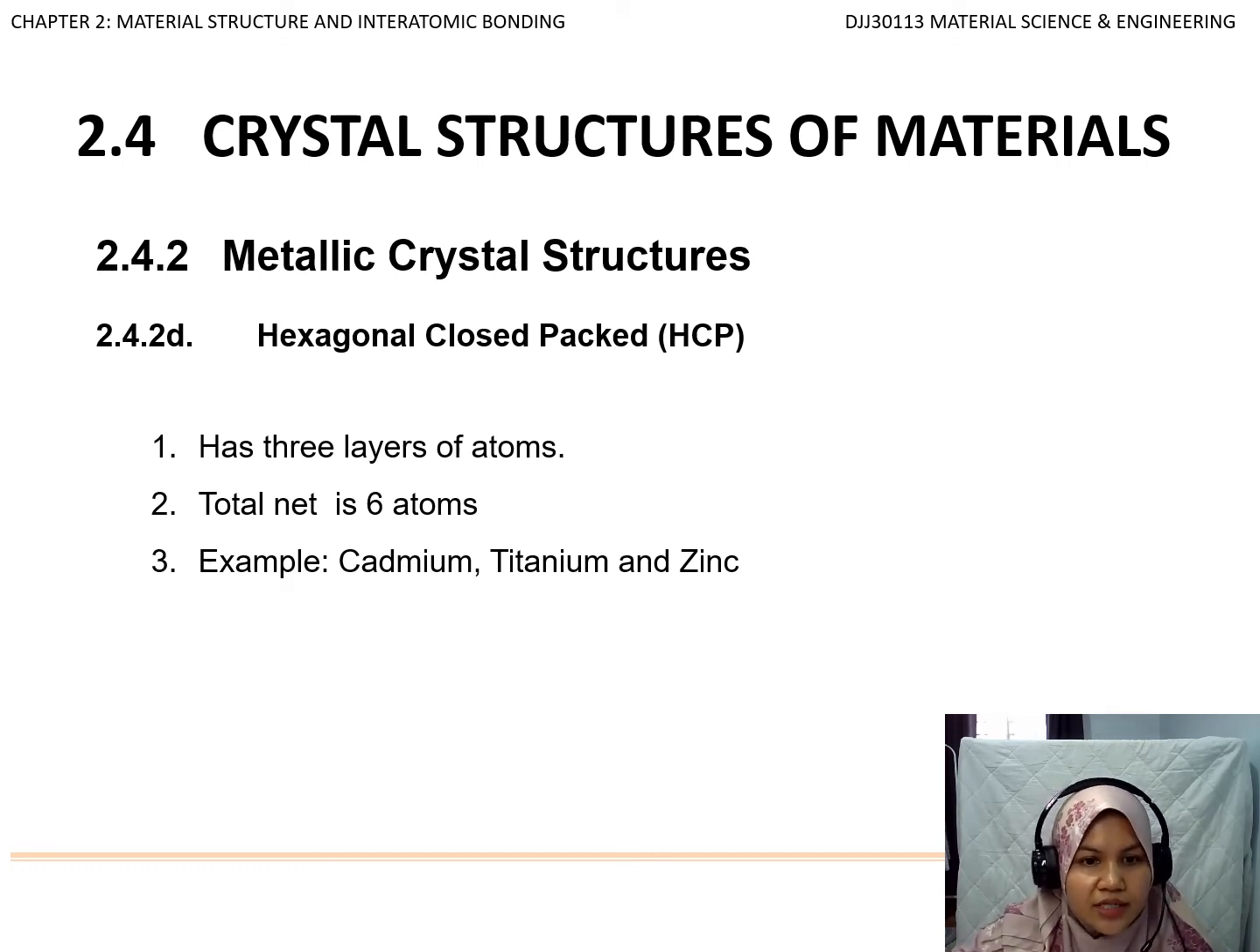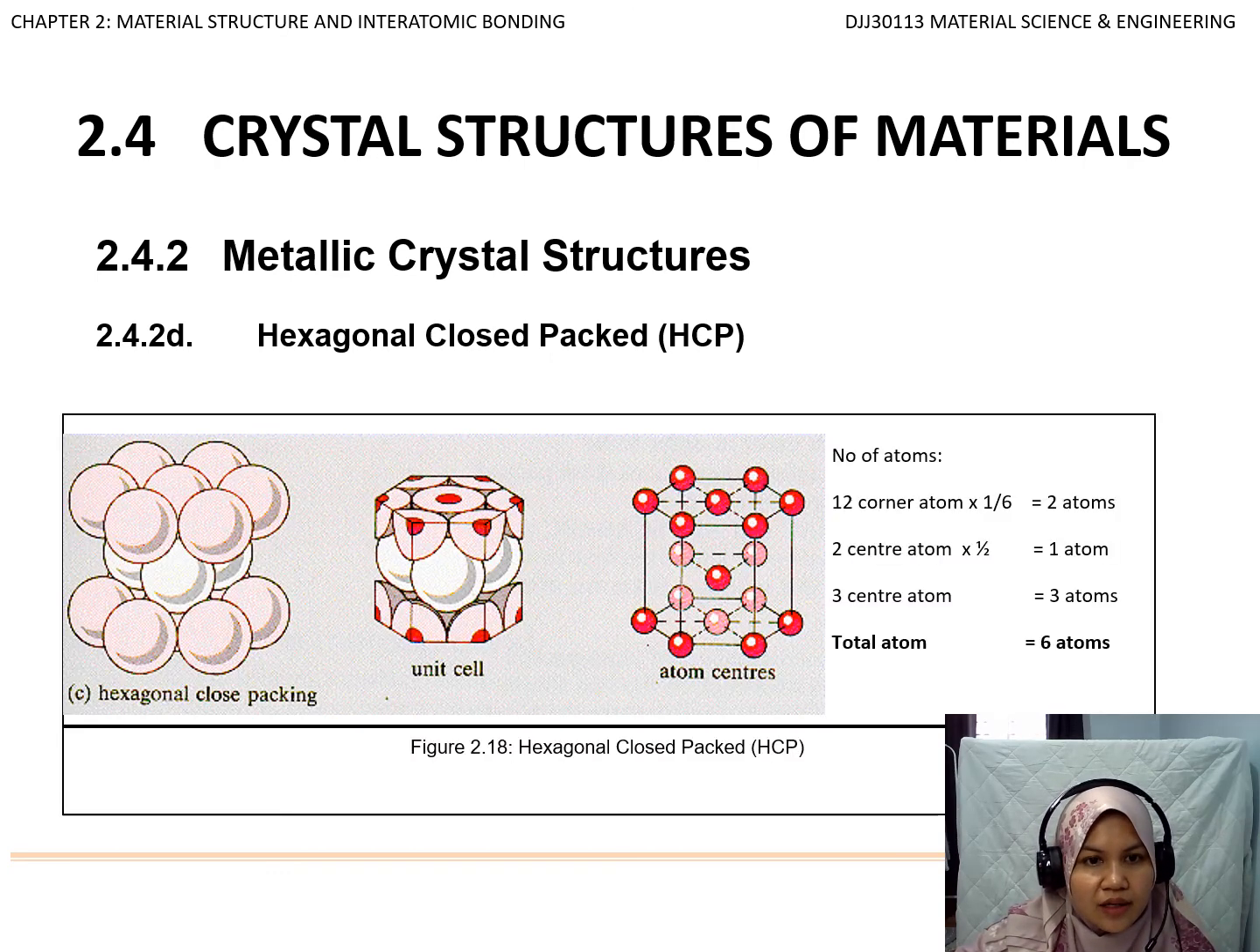Okay, the last one is hexagonal close pack. It has 3 layers of atoms. So total net is 6 atoms. Okay, ada 6 atoms. Contoh dia cadmium, titanium and zinc. Okay, so kalau tengok gambar rajah dia, saya refer yang ni. Dia kata ada 12 corners. Untuk hexagonal, it has 12 corner atoms.